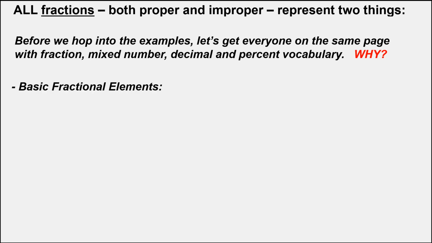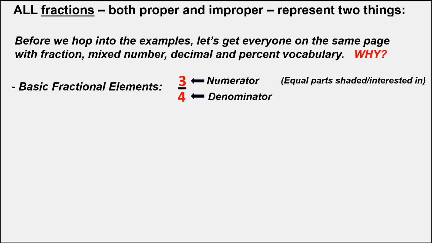So let's begin with the most basic fractional form. Let's use 3/4 as our example. The 3 is in the numerator, and the 4 is in the denominator. The numerator tells us how many equal parts are shaded, or the number of equal parts that we are interested in, whereas the denominator indicates the total number of equal parts.